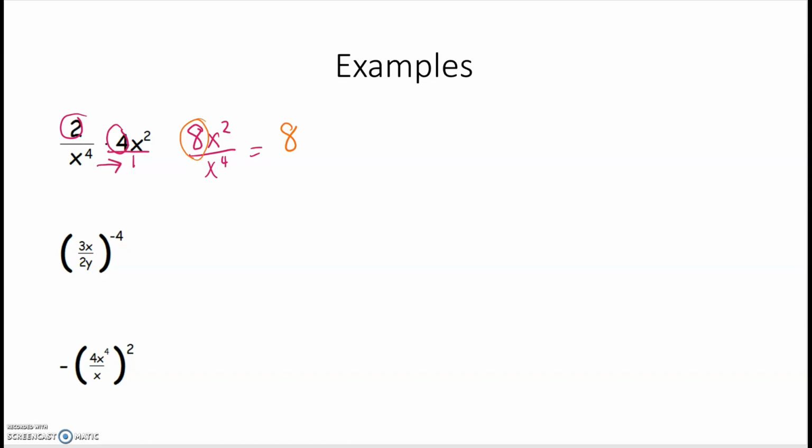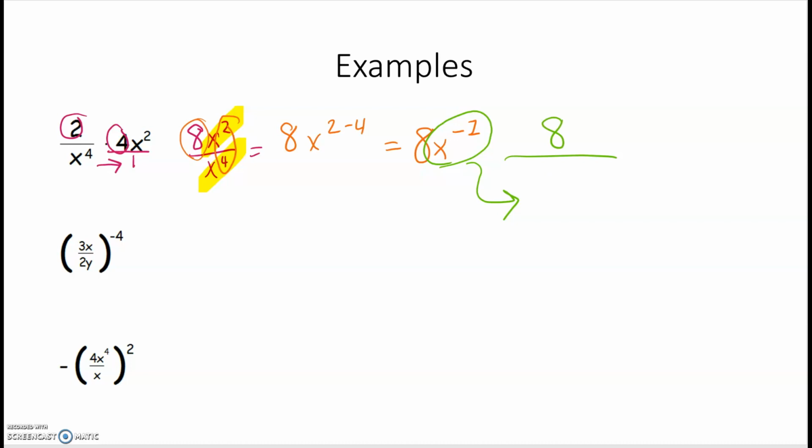Okay, I do have 2 bases that are x's. So I need to take care of those. Okay, so that means I'm going to subtract my exponents. 2 minus 4, which 2 minus 4 is a negative 2. Remember, I don't want any negative exponents, so that part has to move. Remember, your 8 is already happy. So 8 stays on top. And in order for this to become happy, I have to move it to the bottom. So here's my answer, 8 over x squared. Remember, if any of this is too fast, rewatch it, replay it, pause it, whatever you need to do, okay?